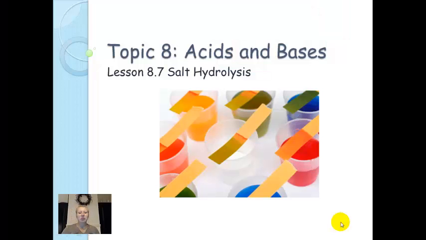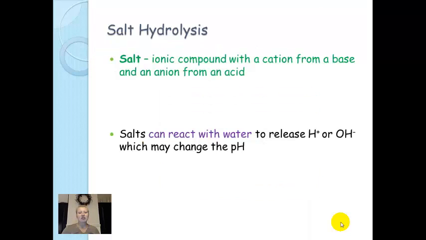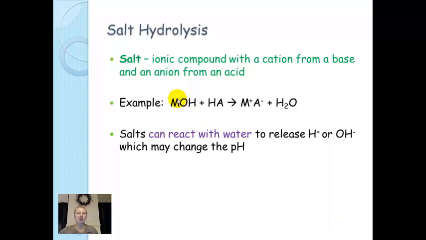This is lesson 8.7, salt hydrolysis. So a salt, remember, is an ionic compound that's formed with the cation from a base and the anion from an acid. So for example, if we have this base, MOH, with M being some metal, and HA, an acid, with A being some anion, the acid will donate a proton to the OH to make water, and the metal will go with the anion to form MA.